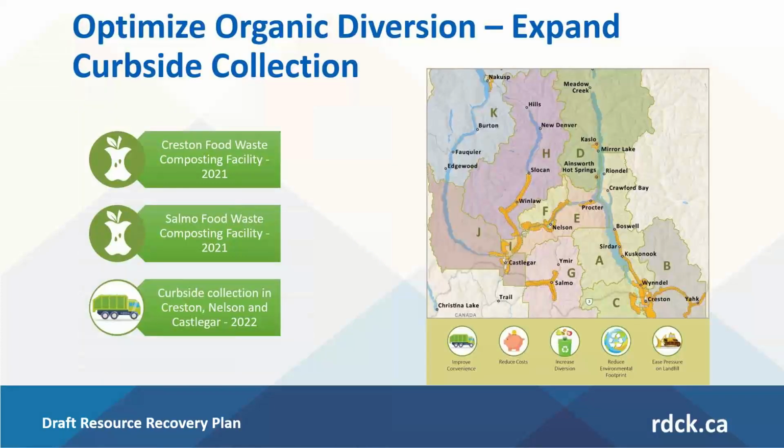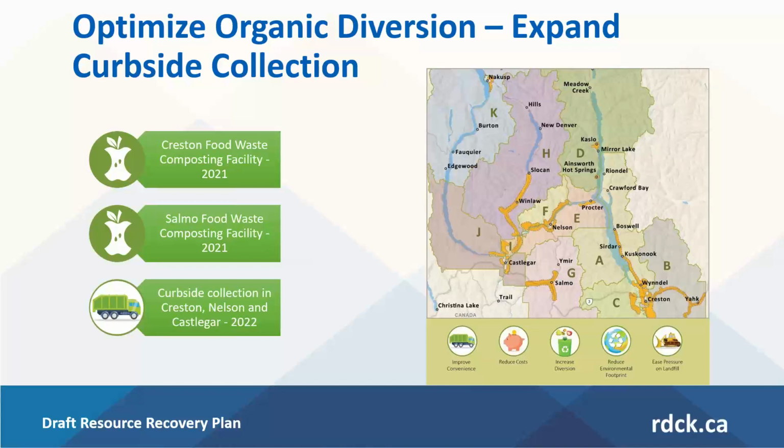And I'd just like to pause for a minute and spend a little bit of time talking about optimizing organic diversion, expanding curbside collection. There is going to be a food waste composting facility constructed in Creston this summer, another one constructed near Salmo, and as a result, curbside collection of food waste will be implemented in Creston, Nelson, and Castlegar in 2022. But what about the remaining households in the regional district?